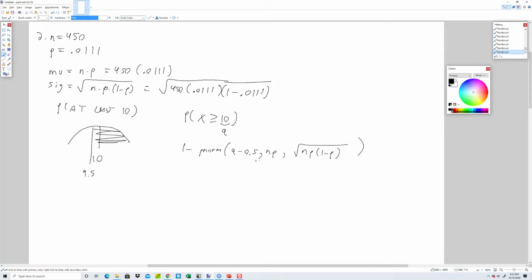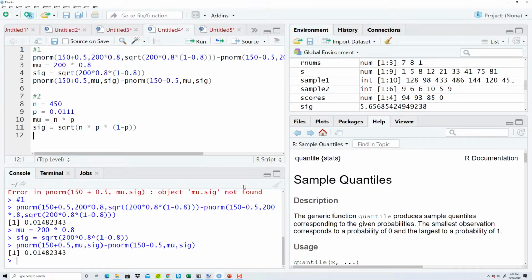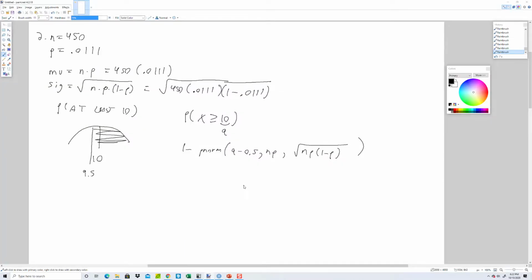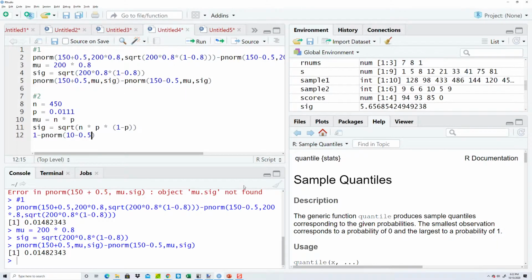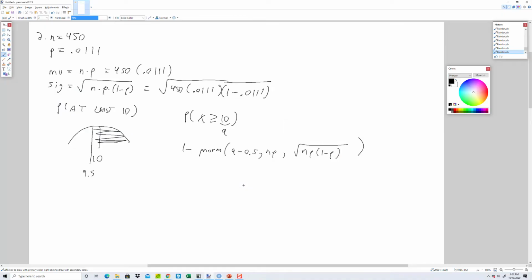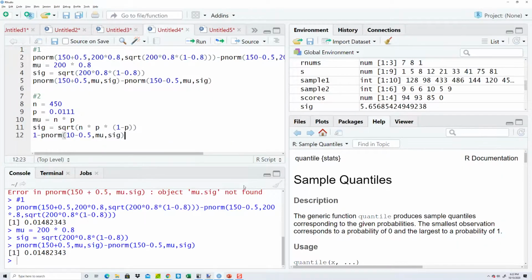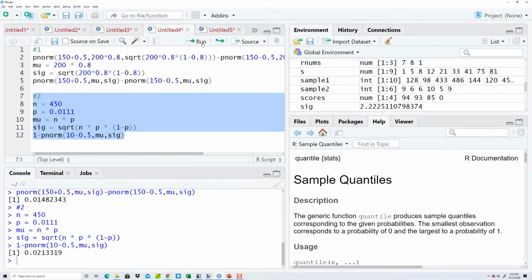Okay. And we said 1 minus p norm. And then a minus 0.5. What was a? A was 10. 10 minus 0.5, comma, and then mu, comma, sigma. And if I run that, let me just double check everything. Then that'd give us our answer there. I like that. That's cleaner. You know, it gets pretty cumbersome if we write everything out like that.